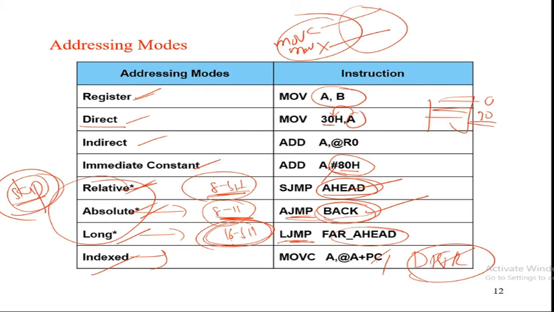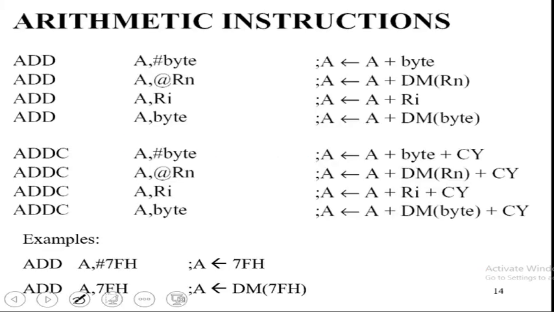These are the addressing modes we are having. And coming to the instruction set, while writing the program to interface the peripherals, we need instructions. I'm not explaining all the instructions, we do not have so much time. Suppose you want to add a byte.